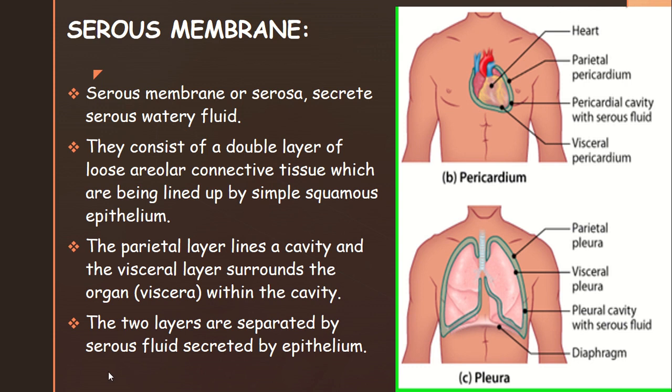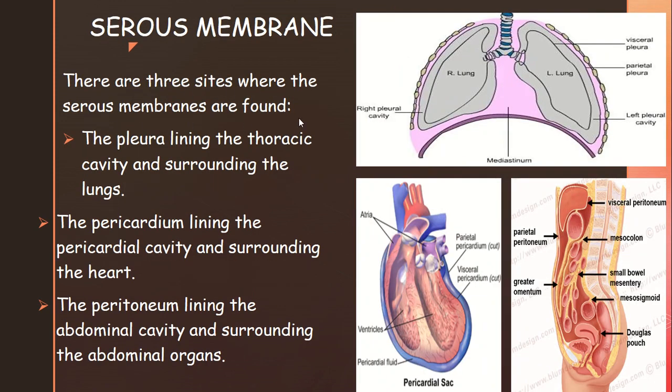The two layers are separated by serous fluid. Between the parietal and the visceral layers there is a gap, which is filled by the serous fluid. In the heart, the parietal pericardium is the outer one and the visceral pericardium is the inside one, and between them the pericardial cavity is filled with serous fluid. The same is true here: parietal pleura means outer, visceral pleura means inner, and the pleural cavity is filled with serous fluid, as in this diagram. This is the serous membrane. There are three sites where serous membranes are found. The pleura lines the thoracic cavity and surrounds the organ.